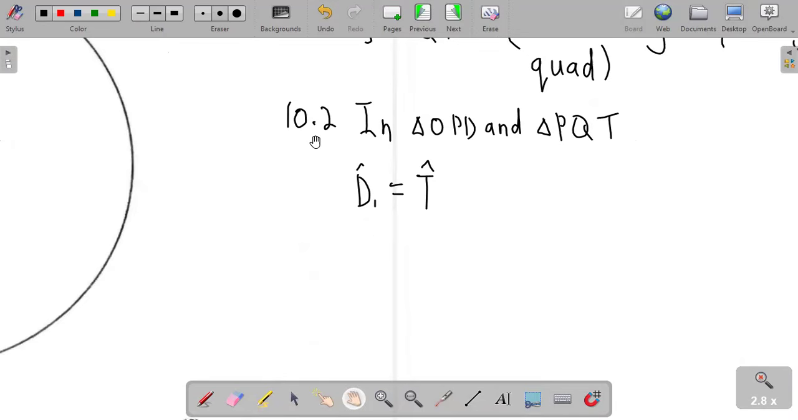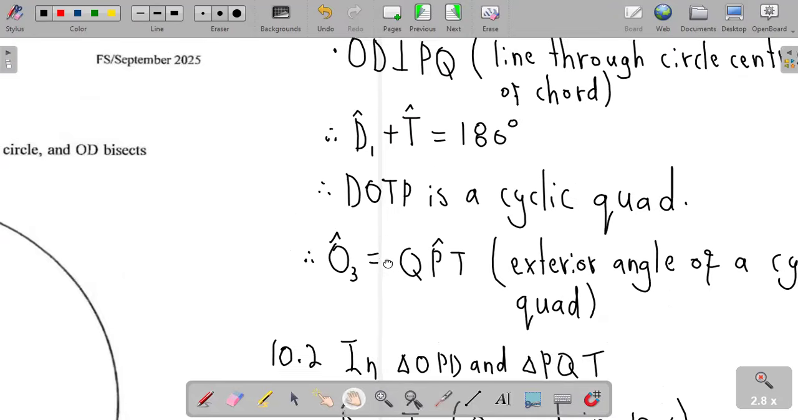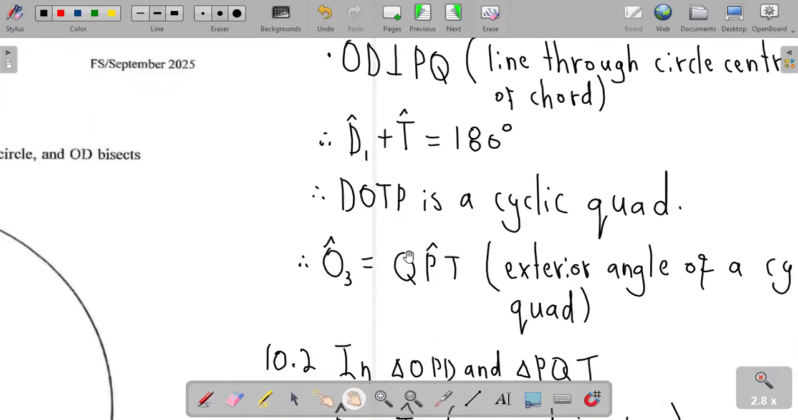So we have one angle, okay? So this was what we proved in 10.1. These two are equal. We proved it, okay, in 10.1.